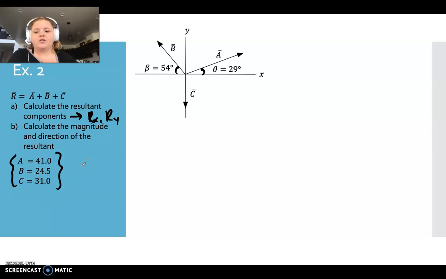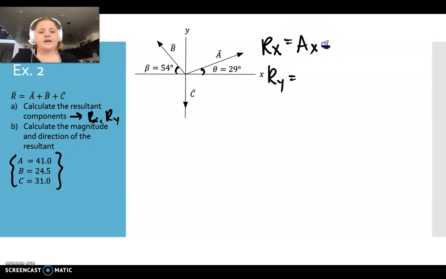Okay. So let's go ahead and do this. So in the last one, we saw that our X and our Y will be the addition of each of these. So we have AX plus BX plus CX.